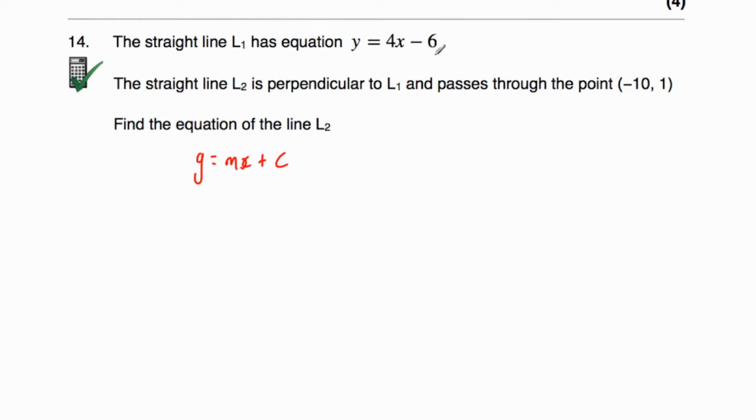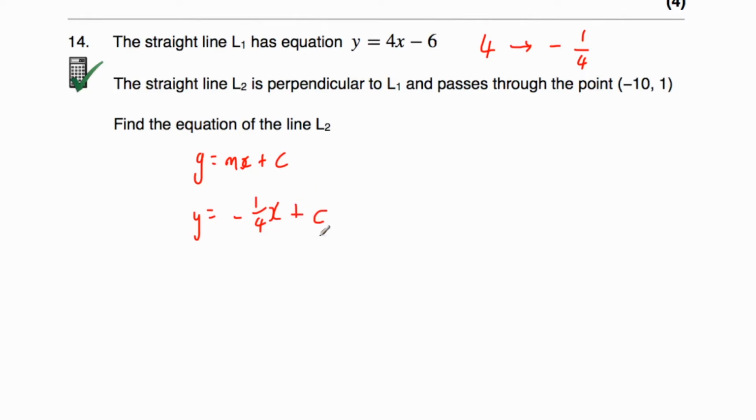Let's find its gradient. Well, it's perpendicular to this line, and the gradient of this line is 4, so let's find the negative reciprocal of 4. So it's negative reciprocal, it's positive, so negative reciprocal will be negative, and the reciprocal of 4, well, that's 4 over 1. When we flip it over, it'll be a quarter. So the negative reciprocal of 4 is -1/4. So it'll be y equals -1/4 x, so that's the start of the equation, and then we've got plus c.